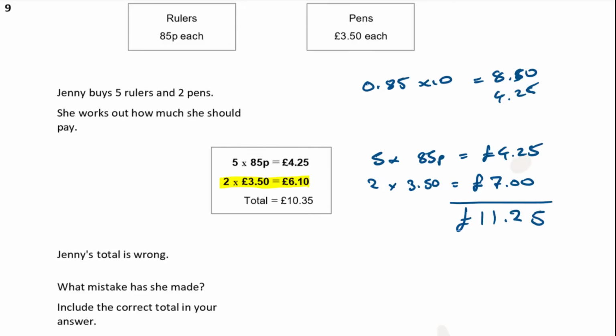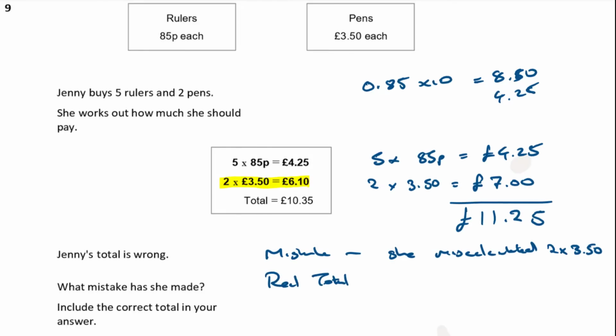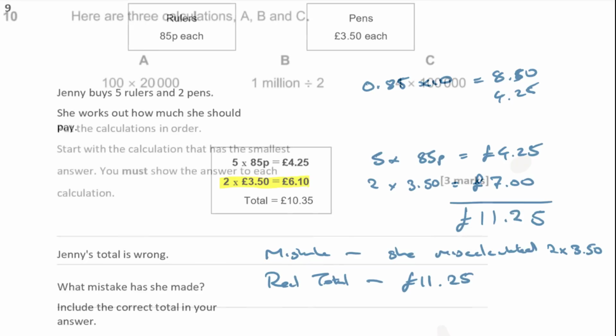So I'm just going to finish this off and say that the mistake, she miscalculated 2 times £3.50, and the real total should be £11.25. Okay. Question 10.